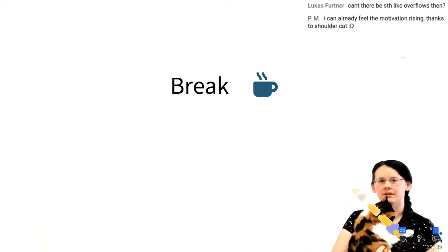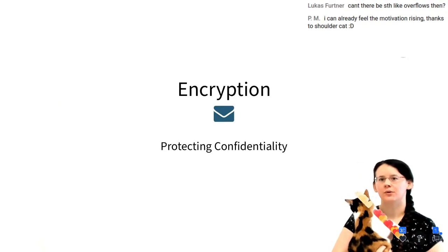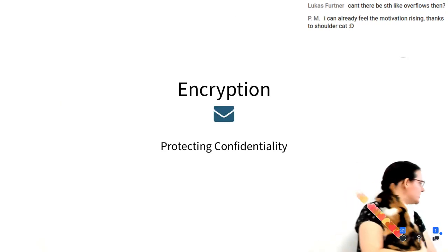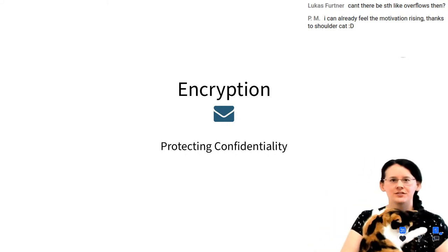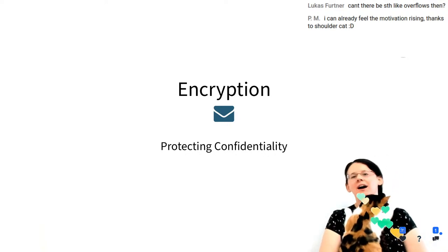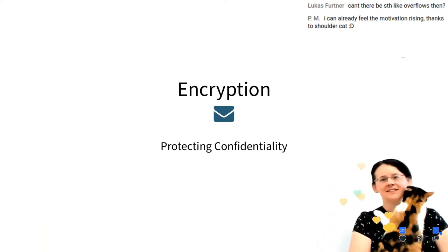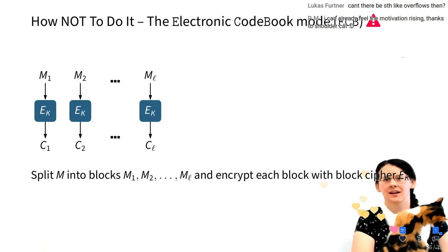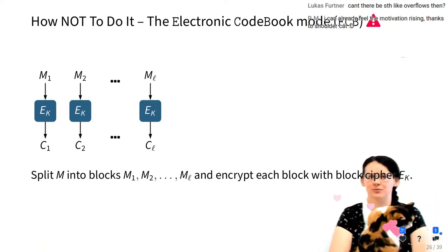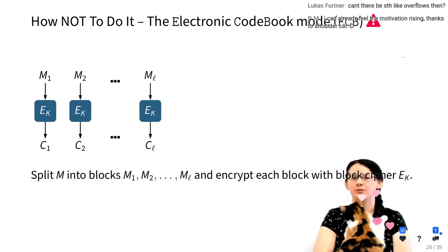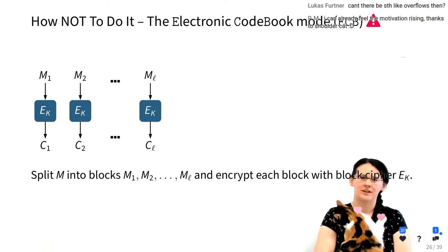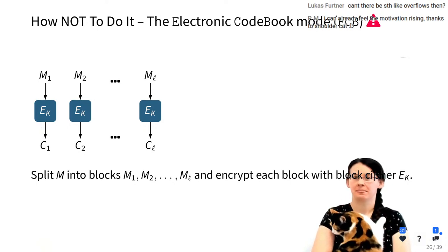Okay, so let's head on to the second half of the lecture, where we want to talk about encryption. So modes of operation, how to protect confidentiality. So let's have a look first at a first suggestion about how we could do it, but we will also see that this has some problems. So let's see an example of how not to do it. And this is the so-called ECB mode of operation, which is short for electronic codebook, which we already saw in one of the earlier questions.